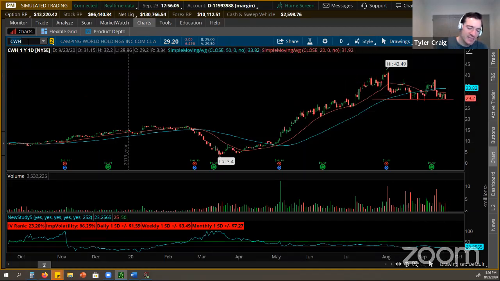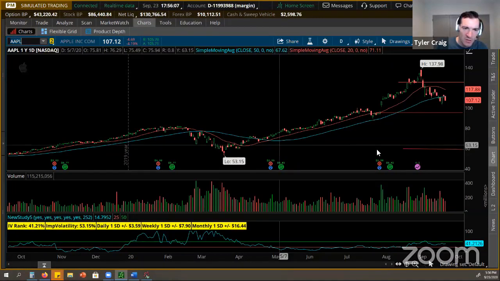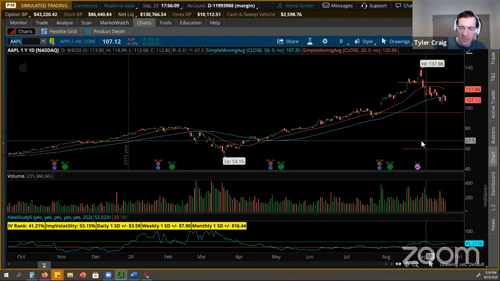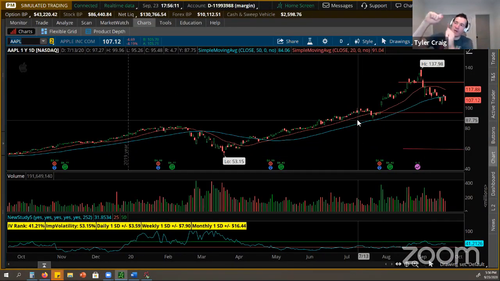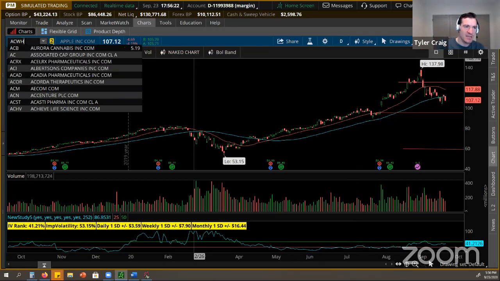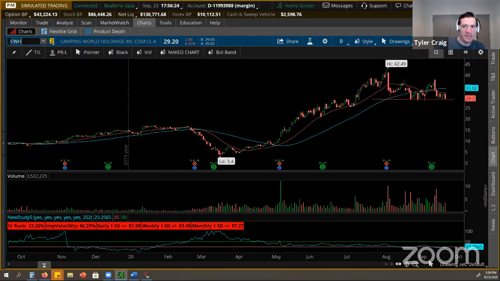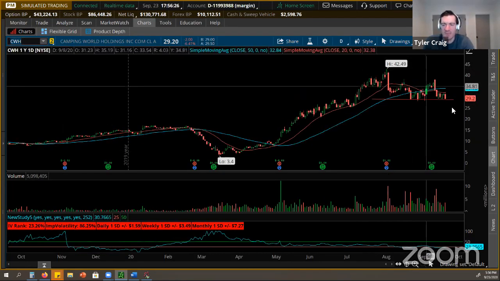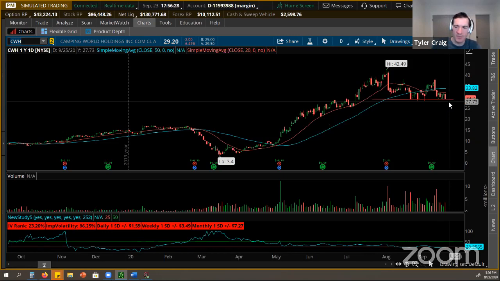The reason I like something like an Apple as just more compelling is I like something where the rubber band is stretched a little more, and I have a little more confidence that it's going to pop back, right? Camping World's just kind of gone sideways, which is fine. It's just not as compelling of an entry point if I'm going to sell puts, right?